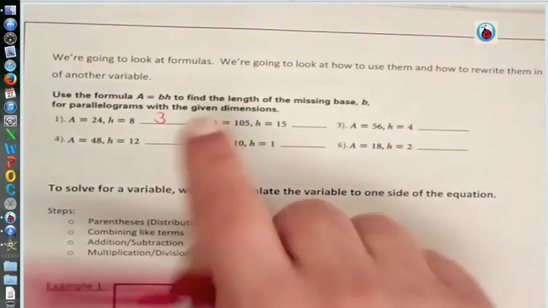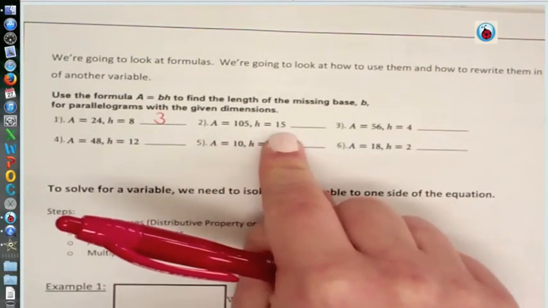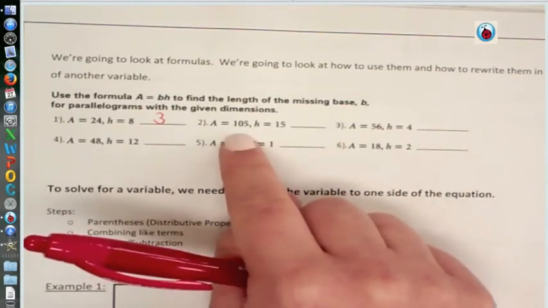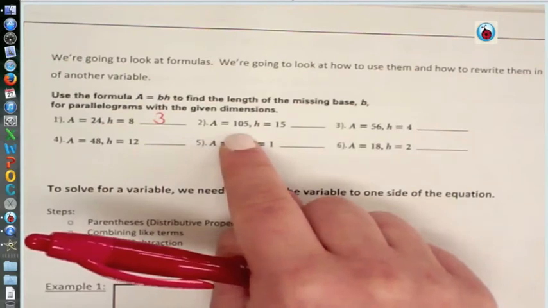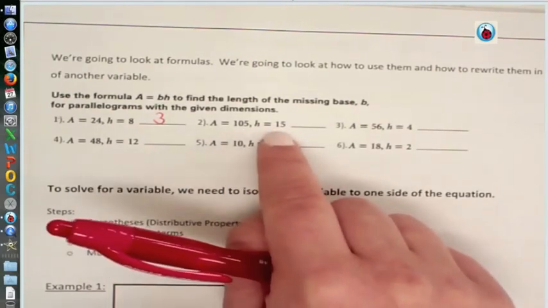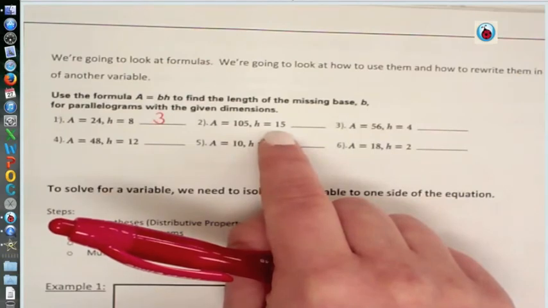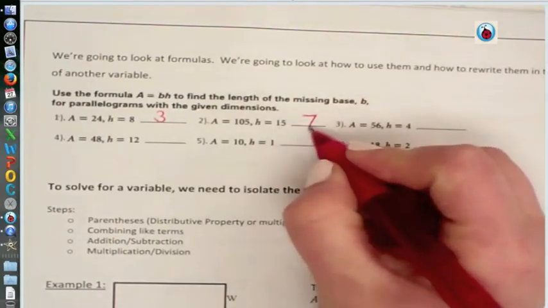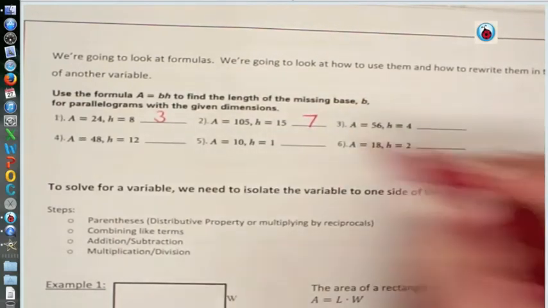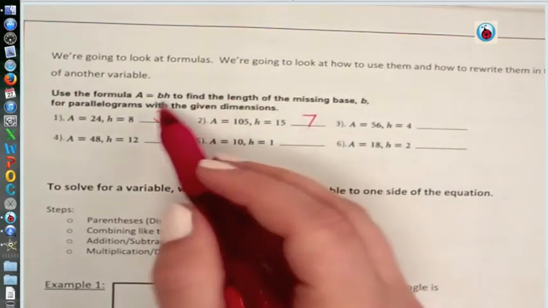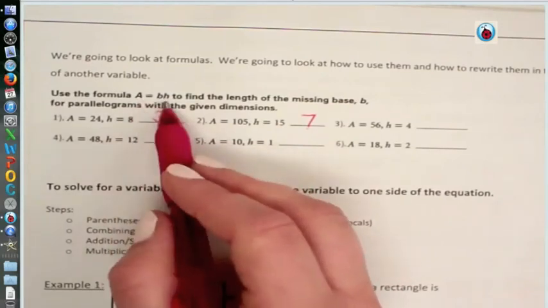Let's try number 2. The area is 105, the height is 15. So what number times 15 will be 105? Well, I don't know that off the top of my head, but I can also think about it. What is 105 divided by 15? That's the same thing. And this one actually comes out to 7. 15 times 7 is 105. Also, 105 divided by 15 is 7. So this is actually not the best formula to use if we're trying to figure out b.